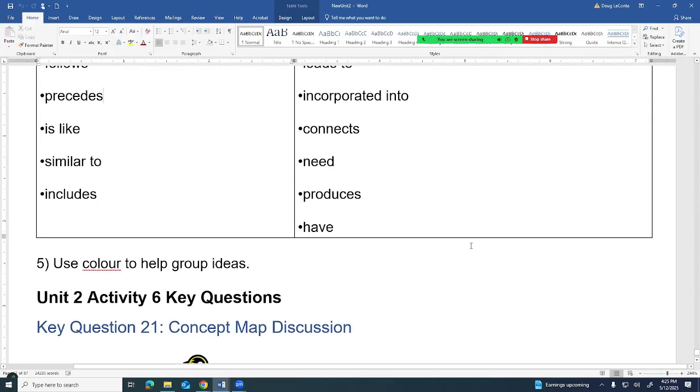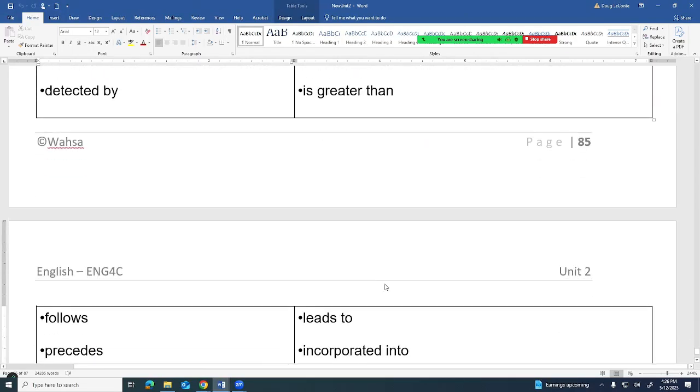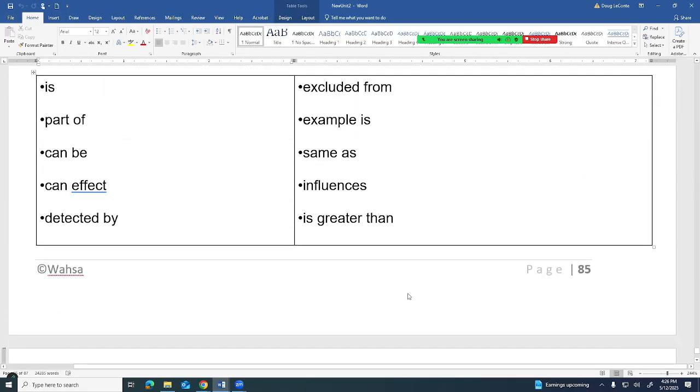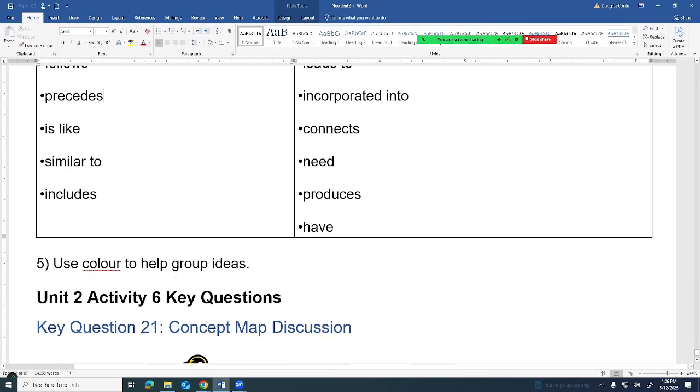So, you can use color to help you group ideas, and depending on how huge your concept map gets, it might be very useful to use color because sometimes they get quite complicated and the relationships get all a little bit messed up.